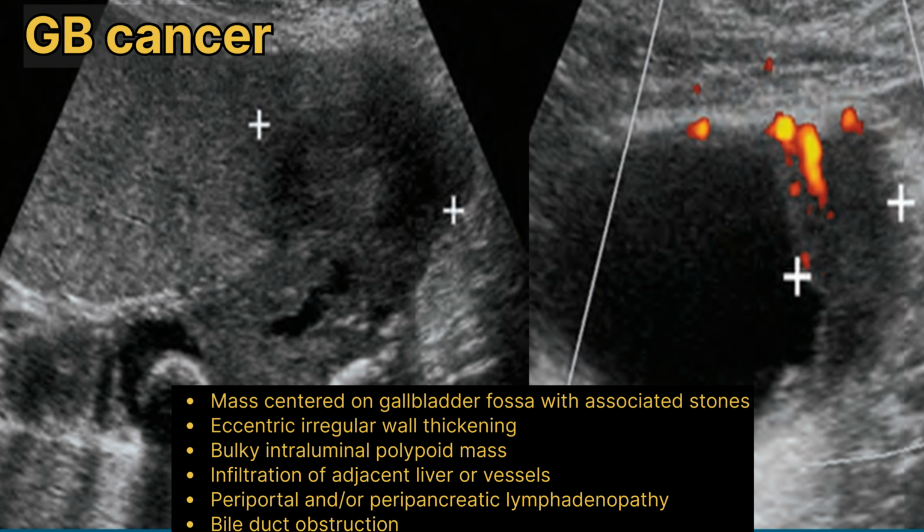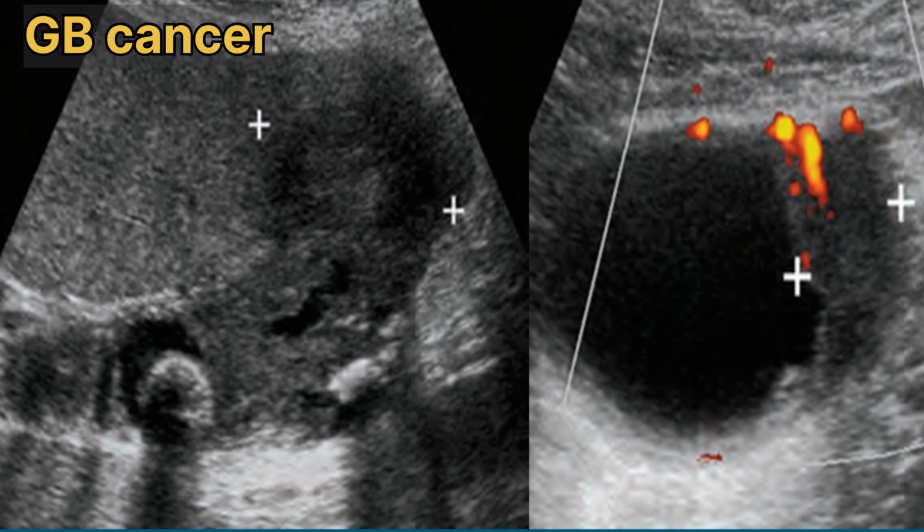Now we are going to discuss gallbladder carcinoma. Gallbladder carcinoma is cancer of the gallbladder wall, and it most commonly occurs in females. The sonographic appearance of gallbladder cancer is a mass centered in the gallbladder fossa with associated stones, eccentric irregular wall thickening, a bulky intraluminal polypoid mass, infiltration of the adjacent liver or vessels, periportal or peripancreatic lymphadenopathy, and bile duct obstruction.